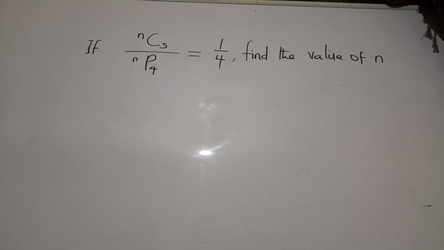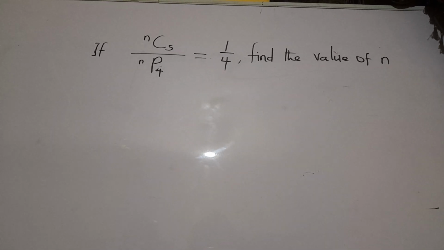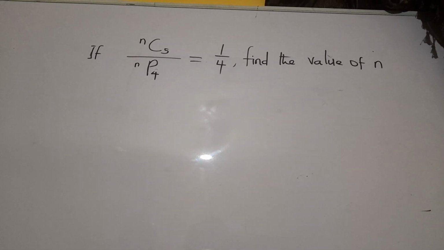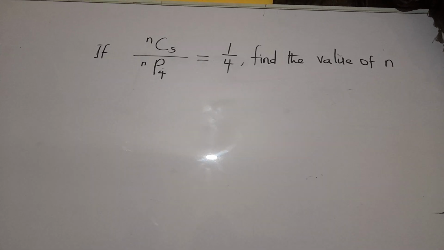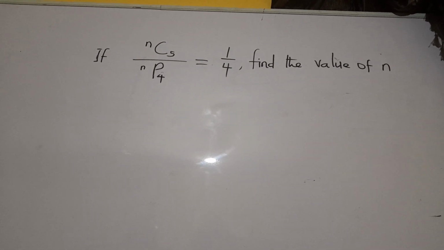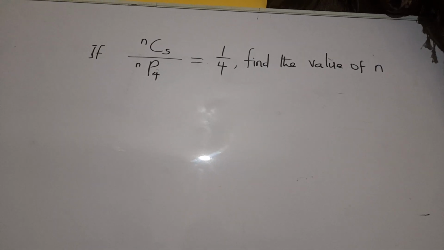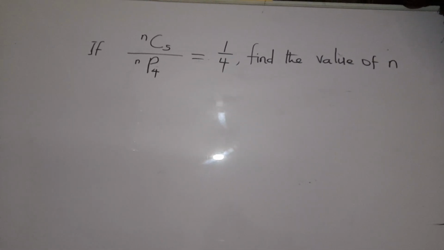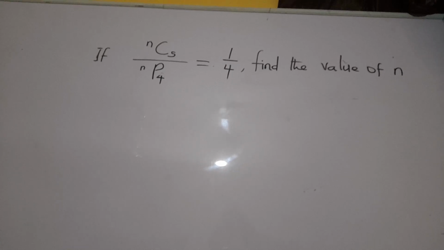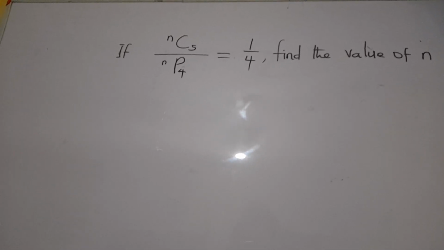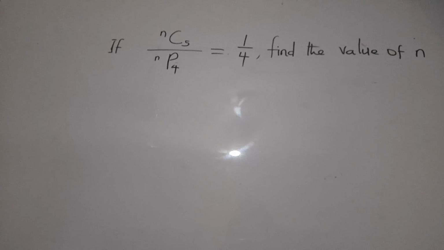So the question today is, if nC5 all over nP4 is equal to 1/4, we should find the value of n. So before we can solve this question very well, our idea on combination and permutation must be well rehearsed.